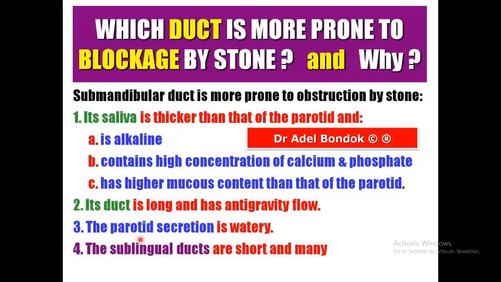While the parotid contains just watery secretion and doesn't run against gravity, the sublingual duct is short and there are many ducts, so they are not prone to obstruction. Also, the nature of the secretion: the saliva of the submandibular is thicker than the parotid, because it's alkaline, contains a high concentration of calcium and phosphate, and has more mucus content than the parotid. So this is why the submandibular gland is more prone to stone formation.